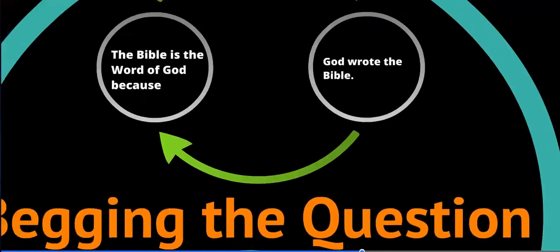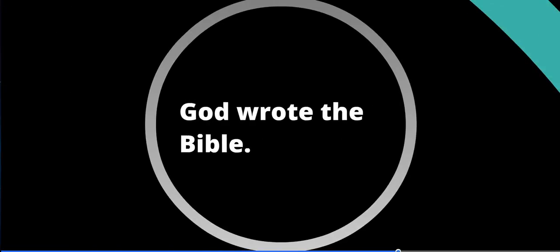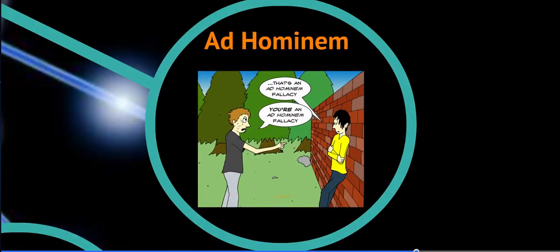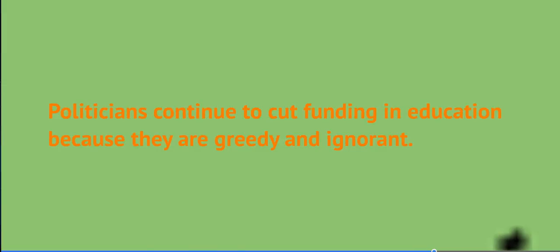Here's another one. The Bible is the Word of God because God wrote the Bible. This argument is used all the time by religious zealots. Ad hominem is a pretty easy fallacy to catch. We hear these arguments all the time during election years when candidates attack each other in television ads. Here's one example. Politicians continue to cut funding in education because they are greedy and ignorant. We attack the person's character as a way to achieve superiority.